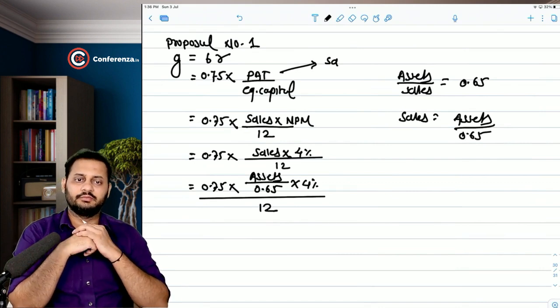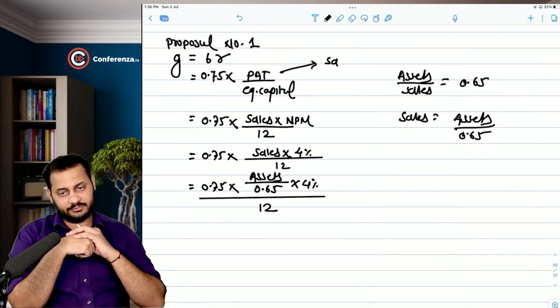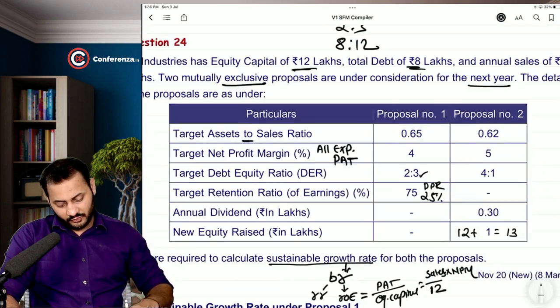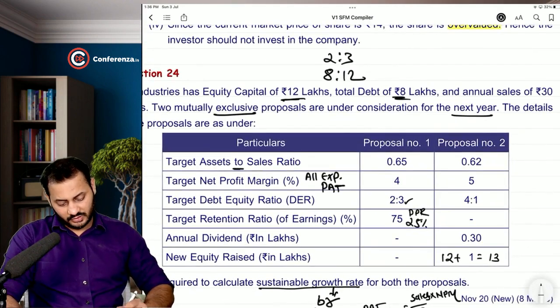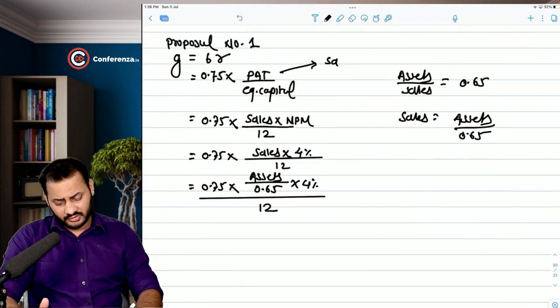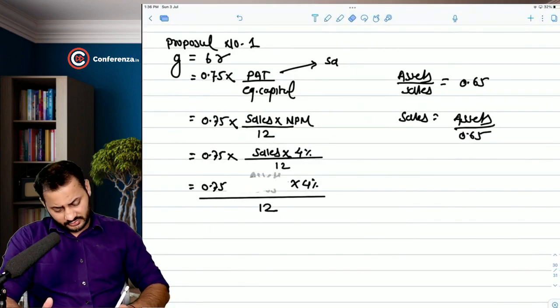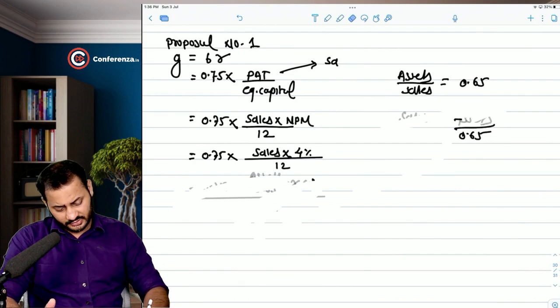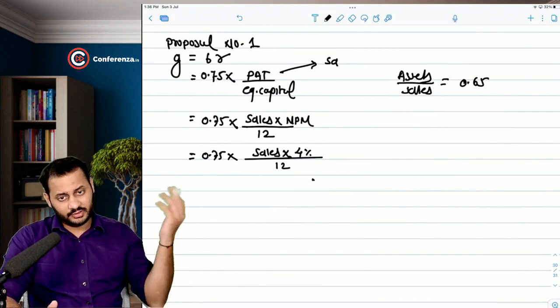Am I right? Good. Next step. Now we want to find out the assets. How much is the total assets of the company? Okay, sales have been given to us directly. Why are we finding out the assets then? Sorry, I will just drop this. This will be useful in the second proposal.